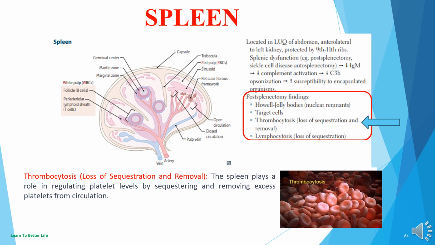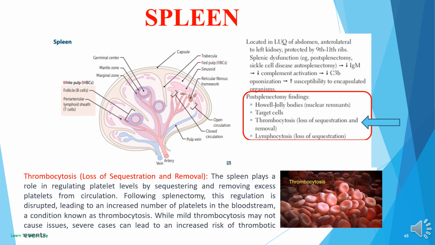Thrombocytosis, loss of sequestration and removal. The spleen plays a role in regulating platelet levels by sequestering and removing excess platelets from circulation. Following splenectomy, this regulation is disrupted, leading to an increased number of platelets in the bloodstream, a condition known as thrombocytosis. While mild thrombocytosis may not cause issues, severe cases can lead to an increased risk of thrombotic events.